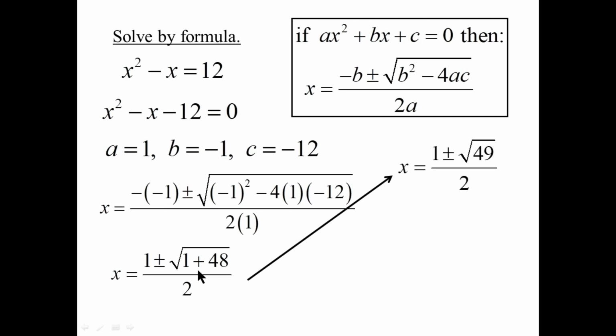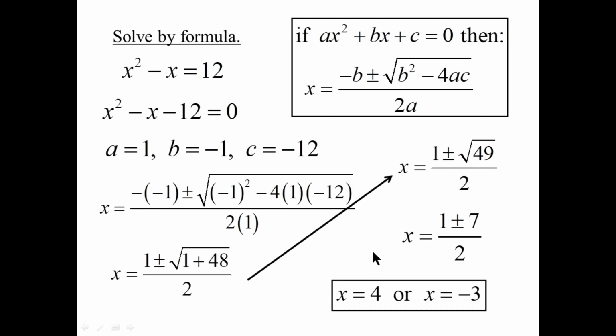And of course, 48 plus 1 is 49. And the square root of 49 is 7. And we'll say 1 plus 7 over 2, that's 8 over 2, which is 4. Or 1 minus 7 over 2, that's negative 6 over 2, and that's negative 3. And of course, we get the same answer as before. That's solving by formula.